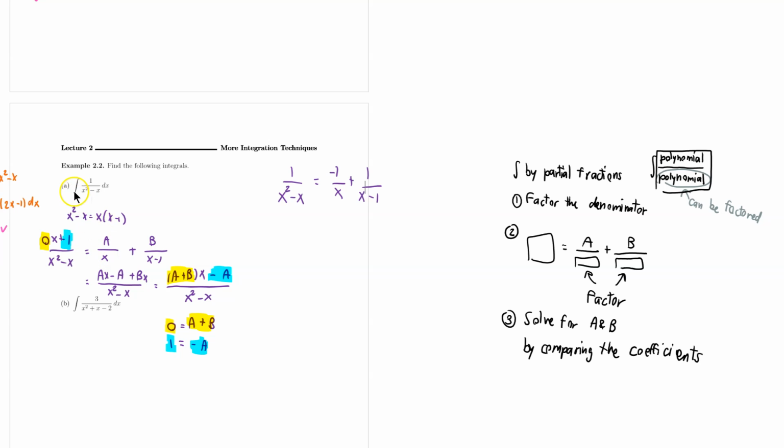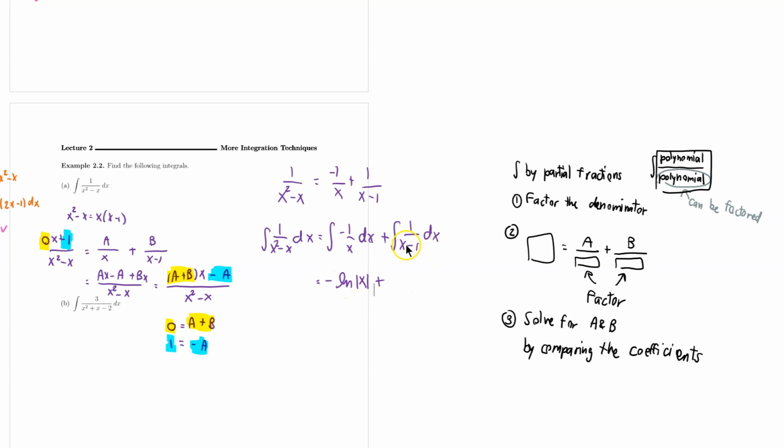So that means the integral of 1 over x squared minus x is just going to be the integral of the right hand side that we saw earlier. So the integral of 1 over x squared minus x dx is the integral of negative 1 over x dx plus the integral of 1 over x minus 1 dx. And now I can do these two integrations. The integral of negative 1 over x, I can pull the negative out, and the integral of 1 over x is just going to be log of the absolute value of x.